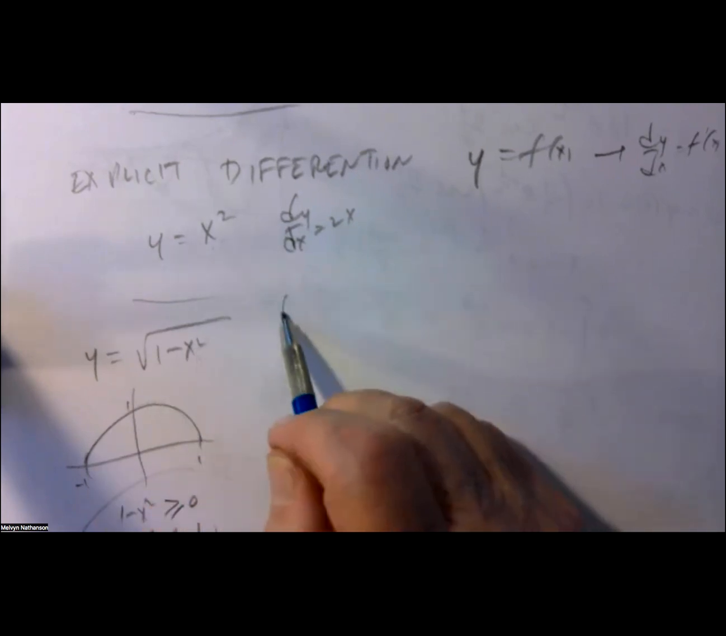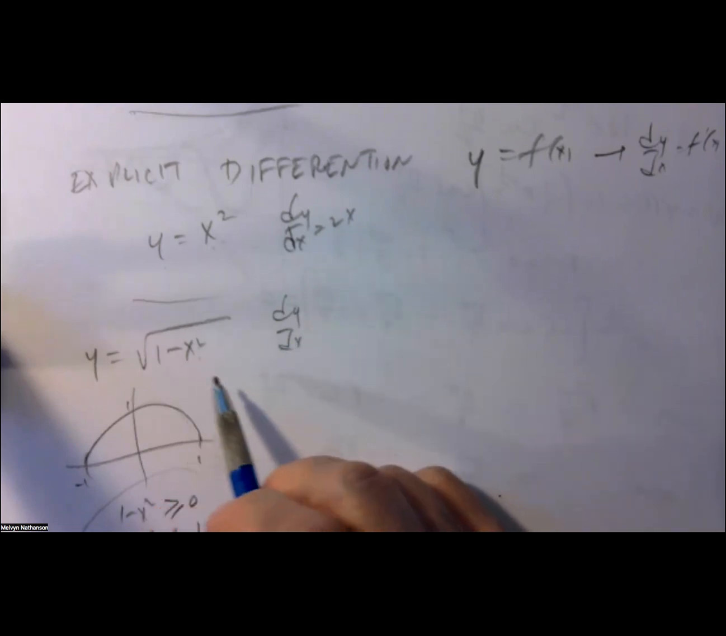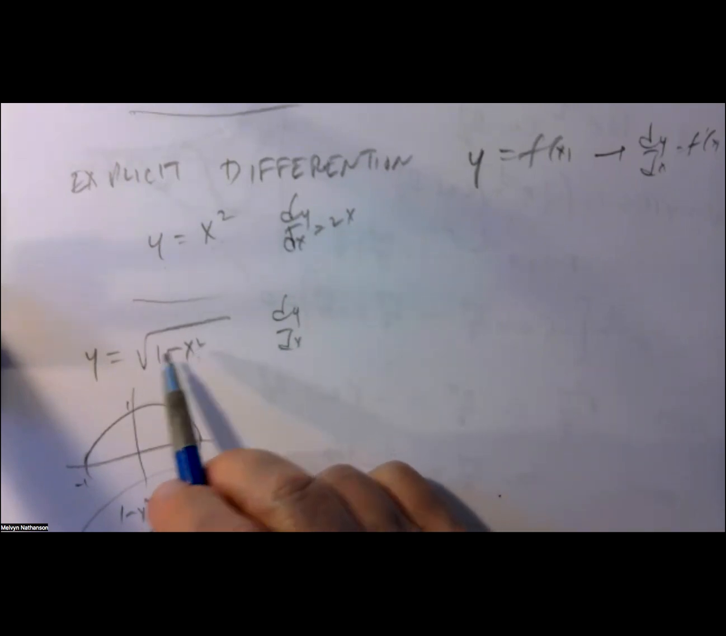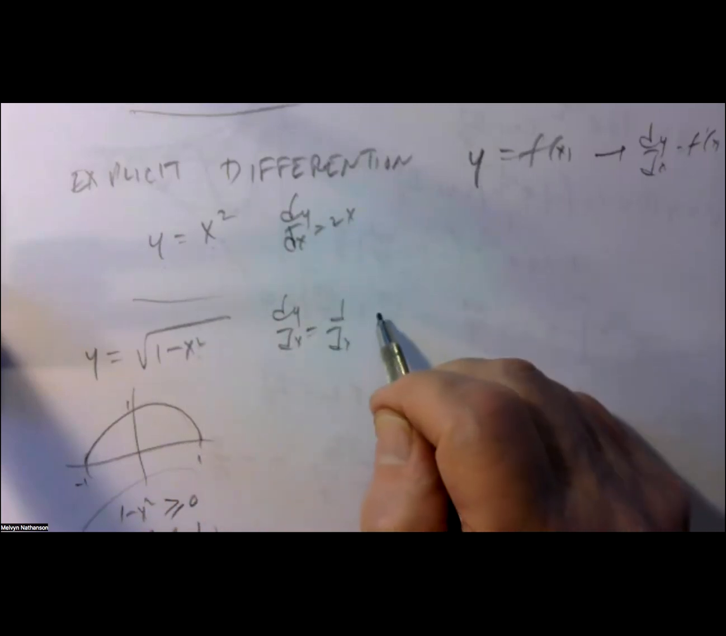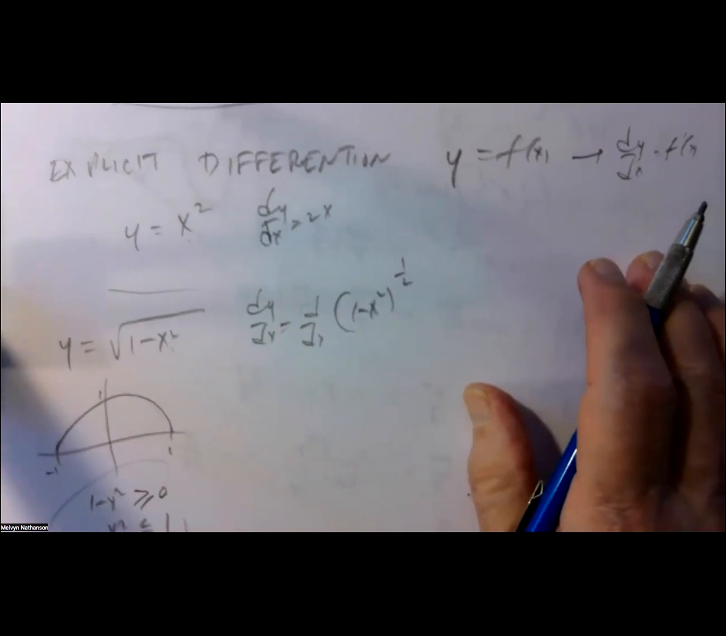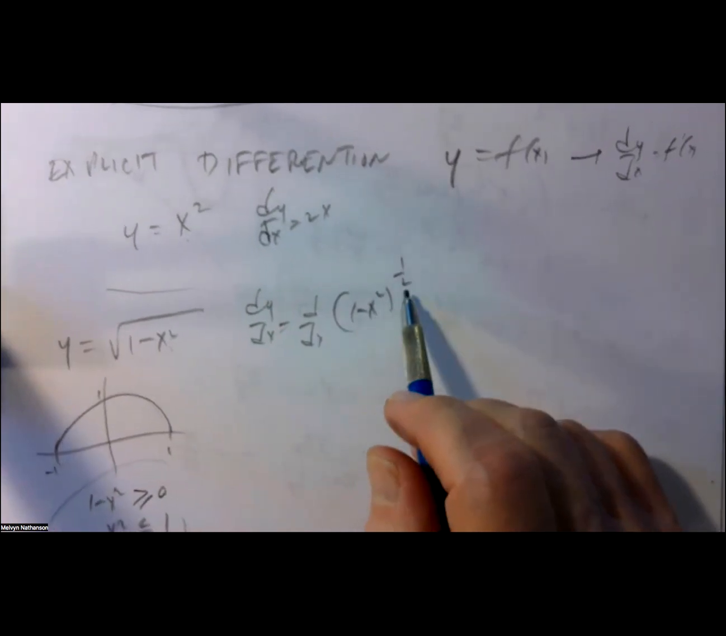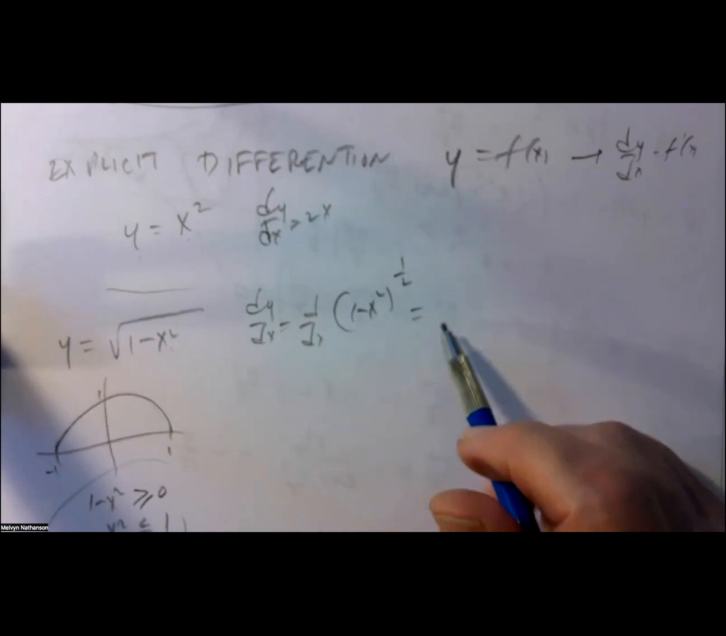And in this case, what is dy/dx? So y is the square root of 1 minus x squared. So this is the derivative with respect to x. I can write this as 1 minus x squared to the power of half. Square root of something is that thing raised to the 1/2 power. So we can use the power rule.